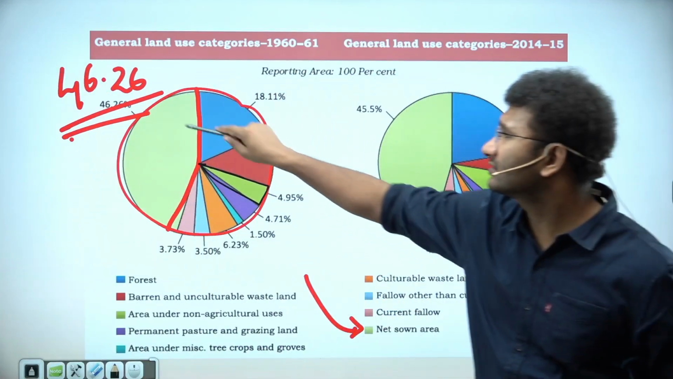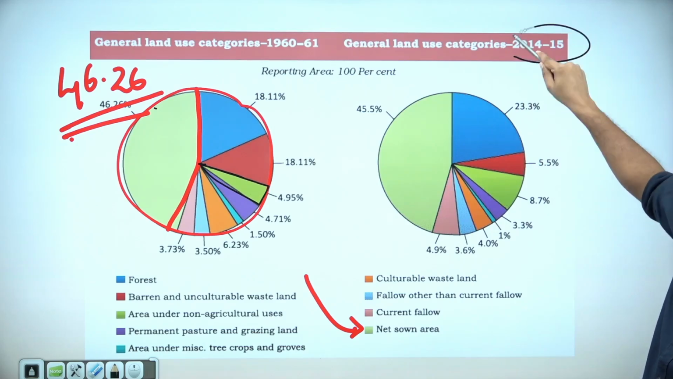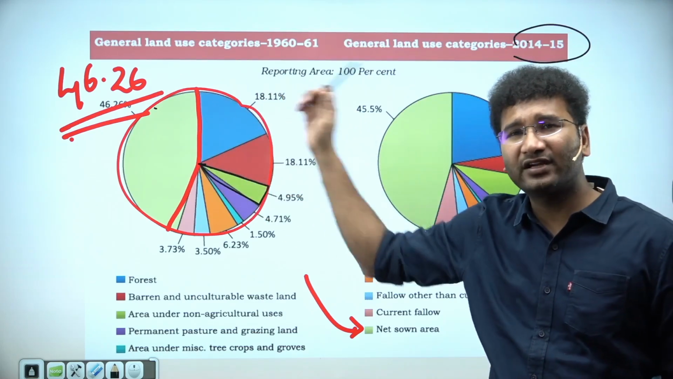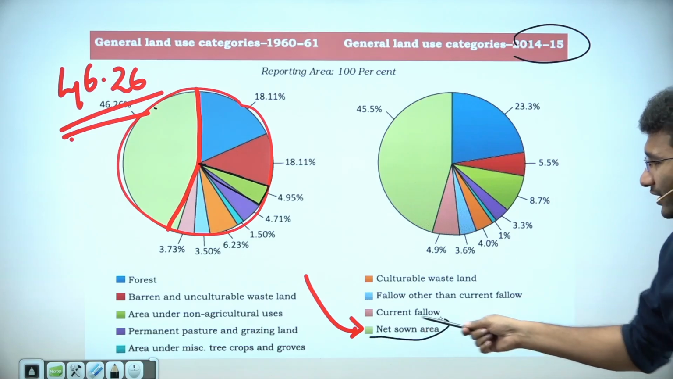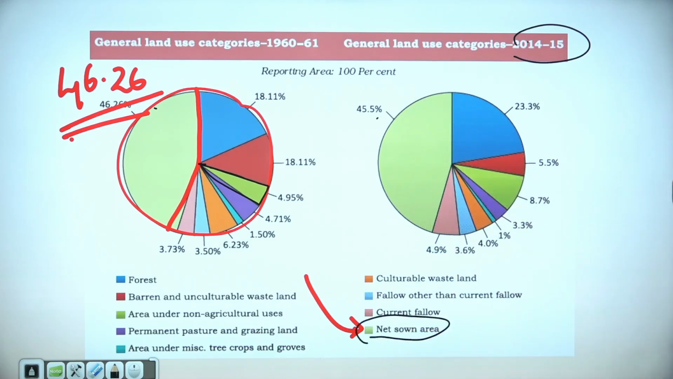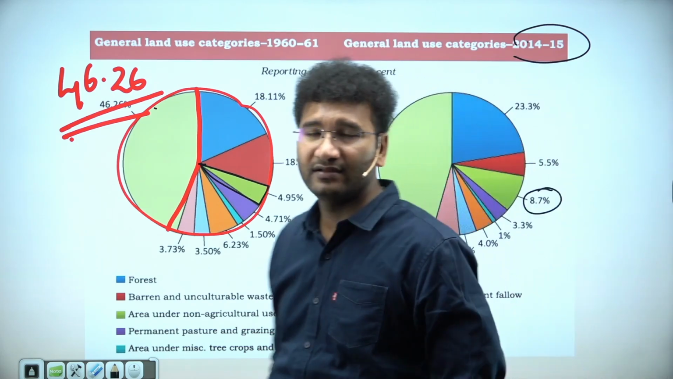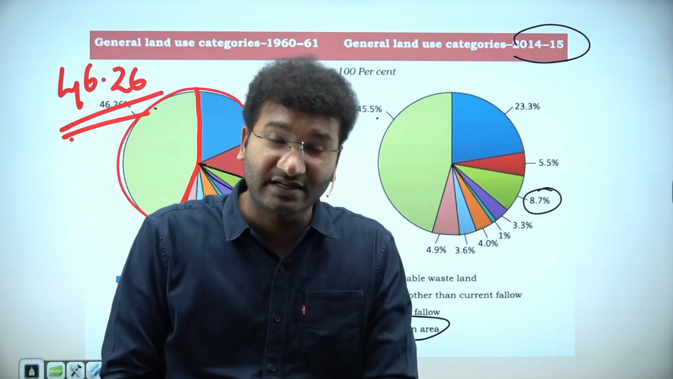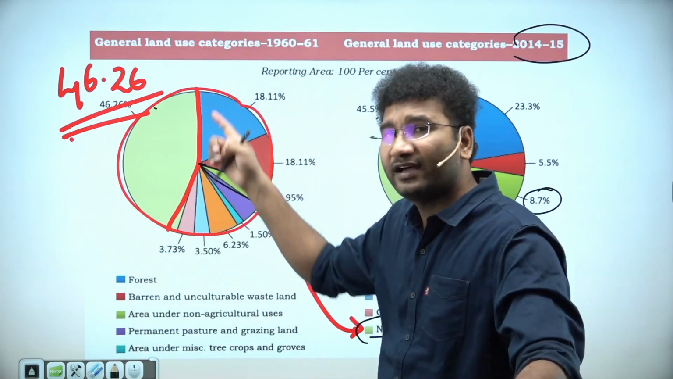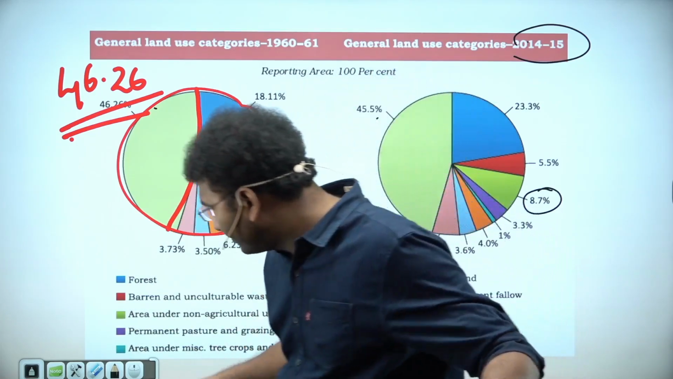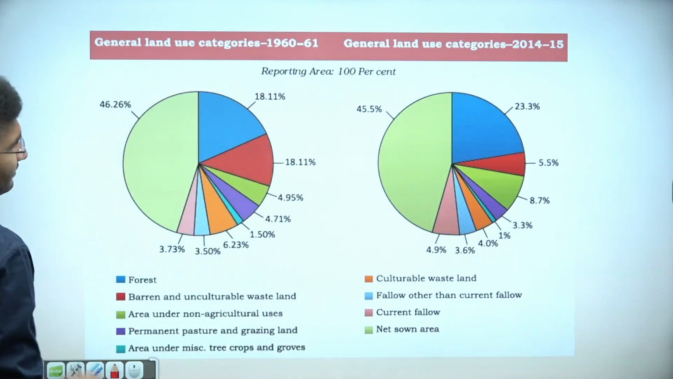But let's try to understand, come to 2014 and 2015. Did we increase or decrease the total area, that is net sown area? The net sown area has decreased. 45.5% of the area is there now. Whereas if you look at the area under non-agricultural use, it has increased, and the net sown area has decreased.